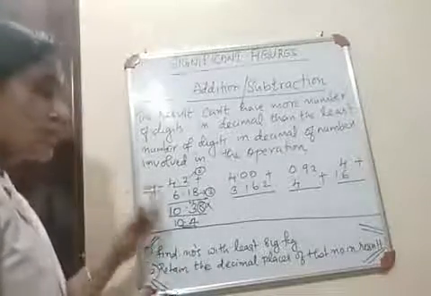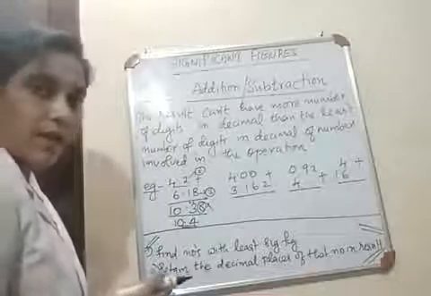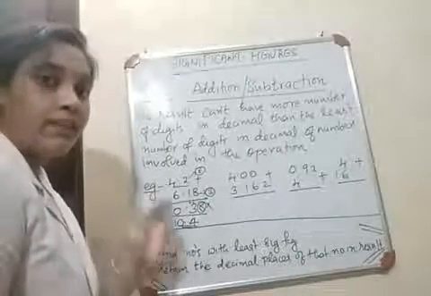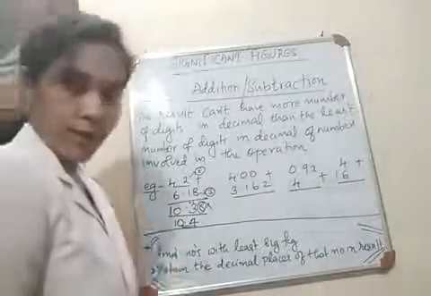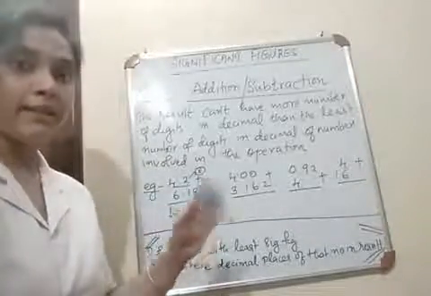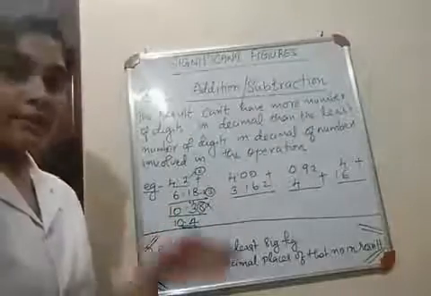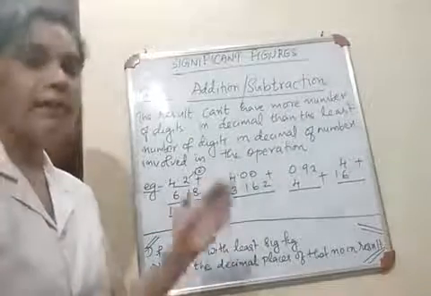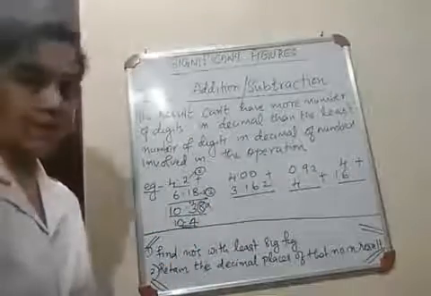Okay. So these two steps you need to follow. What is the first step? First find out the number with the least number of significant figures. Then check the number of decimal places in that number. In the result also, you must retain that much decimal places.